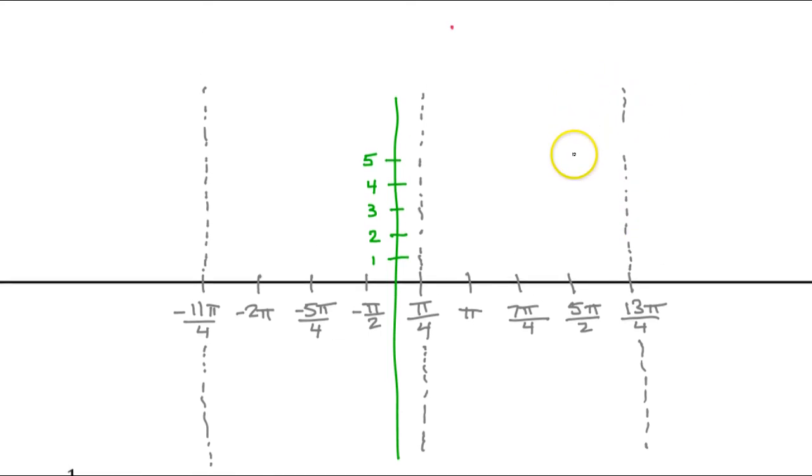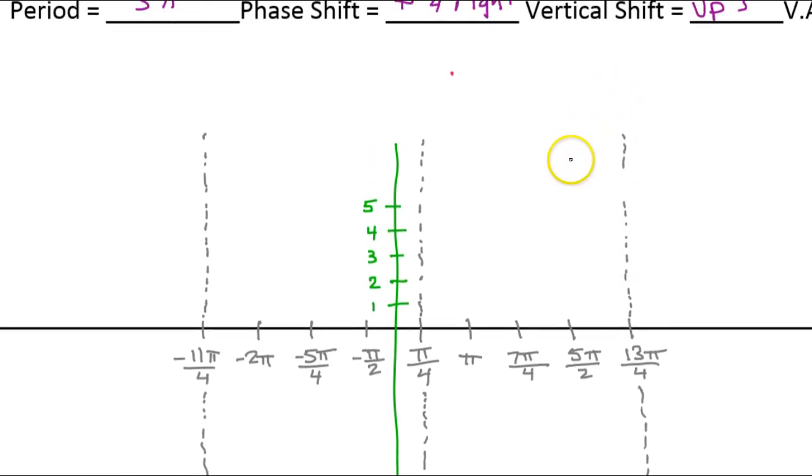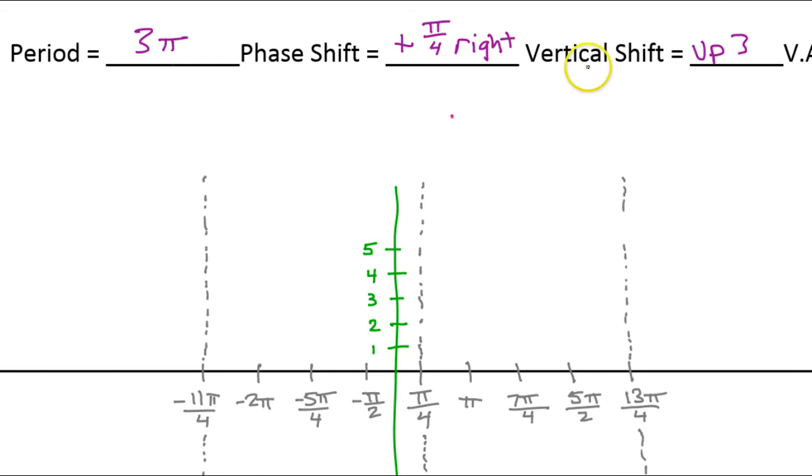Now, first of all, my midline. So the vertical shift is up 3. So I'm going to have a midline here at 3. So that's going to look like this. Here's my midline.